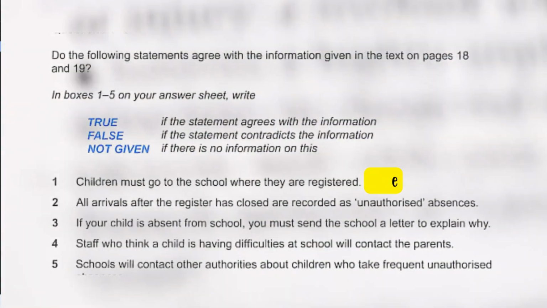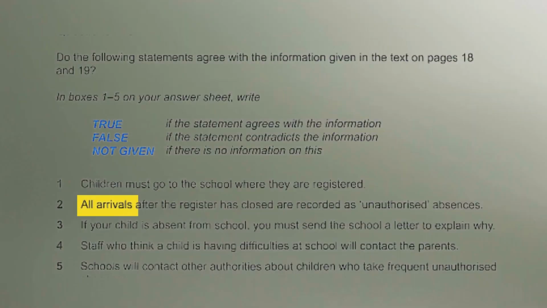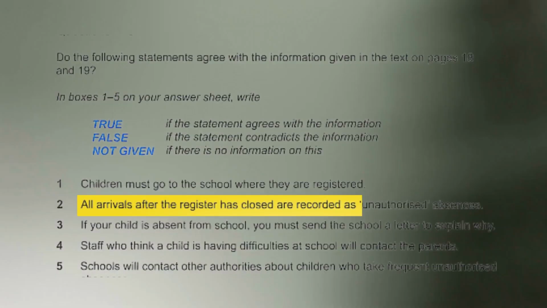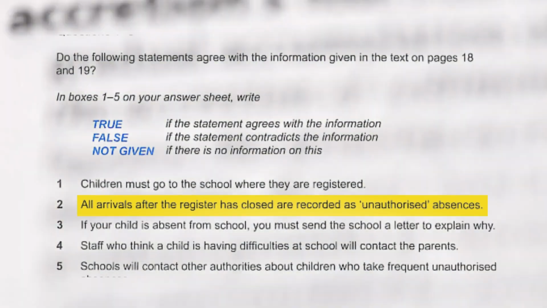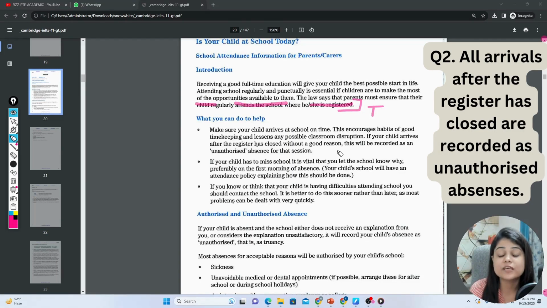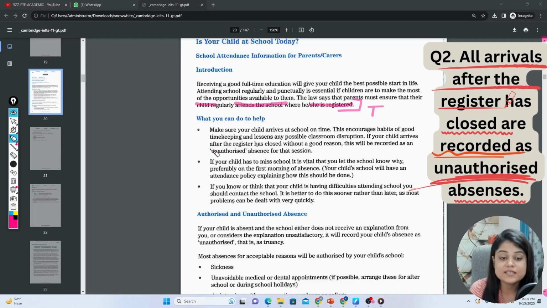Let's move to the second question. Question number 2: all arrivals after the register has closed are recorded as unauthorized absences. First of all, please do mark the keywords over here: arrivals after the register has closed, recorded, unauthorized absence. I can see clearly unauthorized absence for the session here. Children arrive after the register has closed.